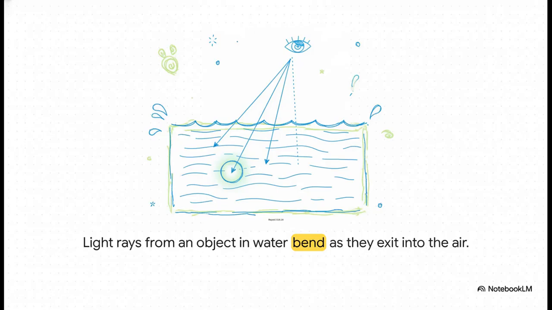Okay, example number 2, apparent depth. This one explains something you've definitely experienced if you've ever been in a swimming pool. It's why the bottom of the pool always looks closer than it really is. Just look at this diagram. You see the light rays coming from that object on the bottom? Notice how they bend as they leave the water and travel to the eye?